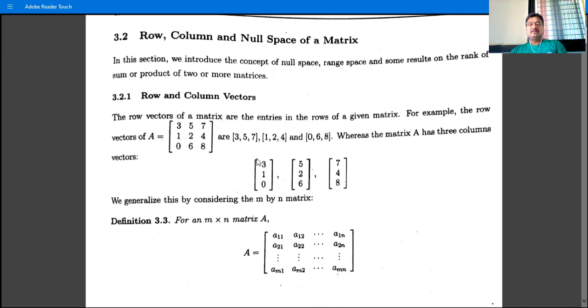vector, again in square bracket or round bracket. So 3 1 0, that is, prepare the vector of the first column as the first vector, the second column as a vector, the third column as a vector, and these are called column vectors of the matrix A. So these are the row vectors and these are the column vectors.